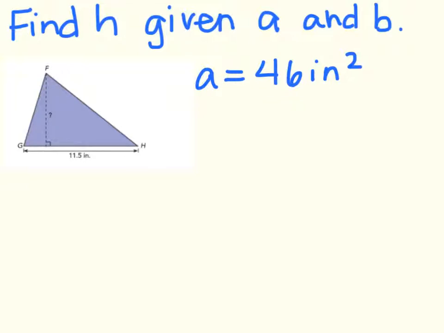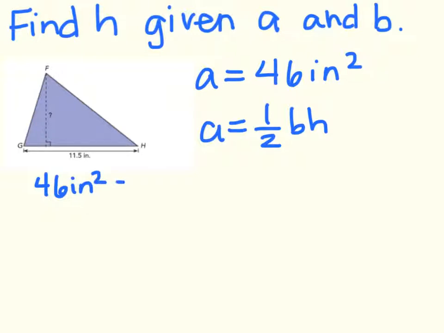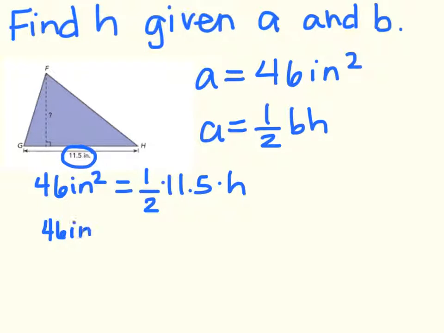Let's begin by writing the formula for area, 1/2 of base times height. Now we simply substitute in the information that we know. The area of our triangle is 46 inches squared. That's going to equal 1/2 of the base, which we see here is 11.5 inches, times the height. So now we simply begin working this problem to solve for our height. 46 inches squared is going to equal 1/2 of 11.5, which is 5.75, times h.